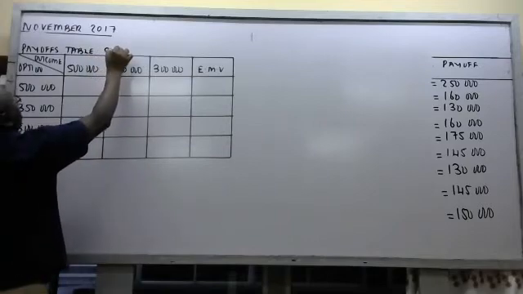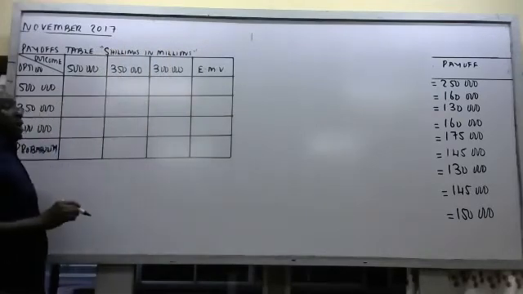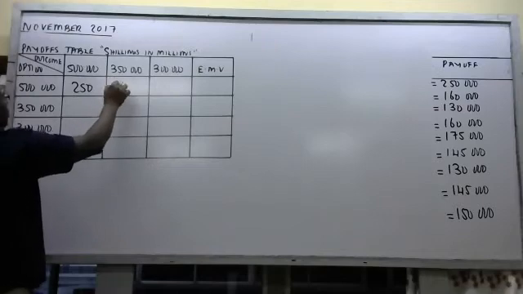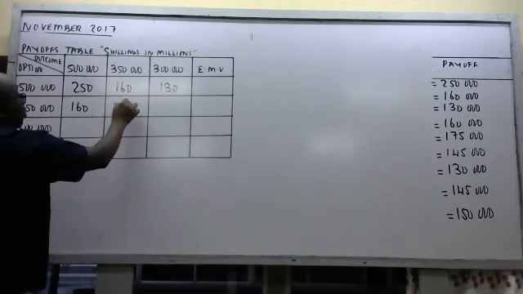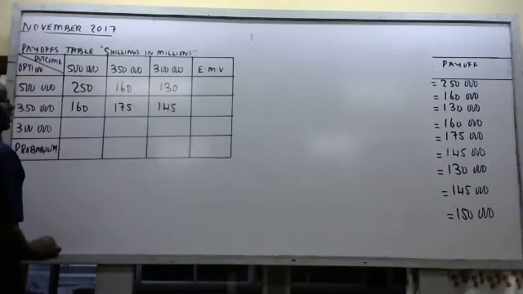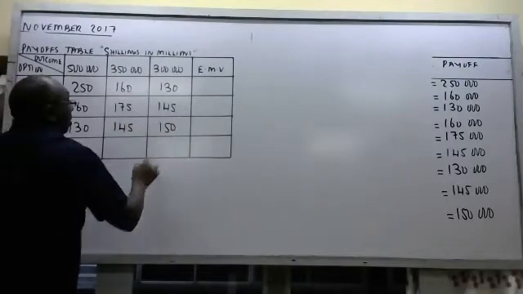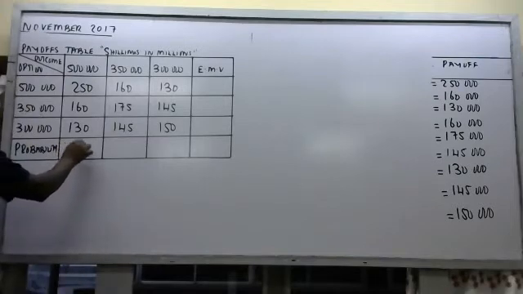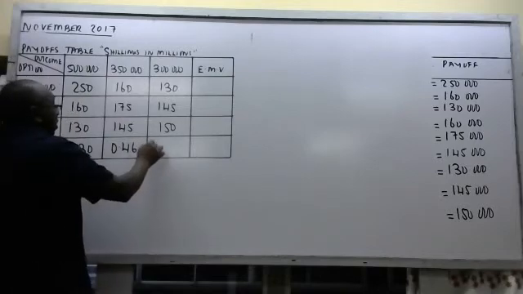So we can have our earnings in millions. So that here I record 250, 160, 130, 160, 175, 145, 130, 145, 150. The probabilities are 0.3, 0.46, and 0.24.